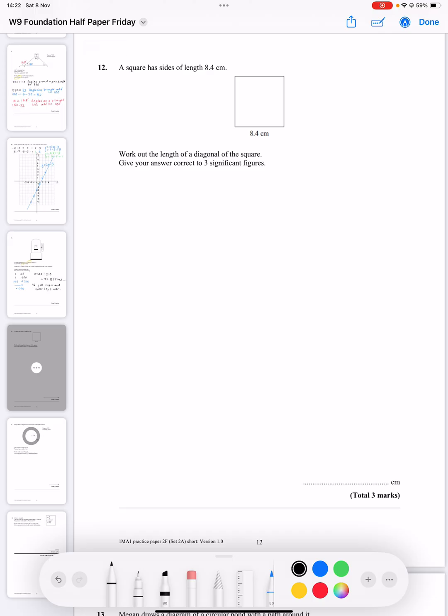Question 12. A square has side lengths of 8.4 centimetres. Work out the length of the diagonal. So what's important about a square is it has 4 right angles and its side lengths are equal. So what I can draw there then is a right angle triangle, which will allow me to work out the length of the diagonal.